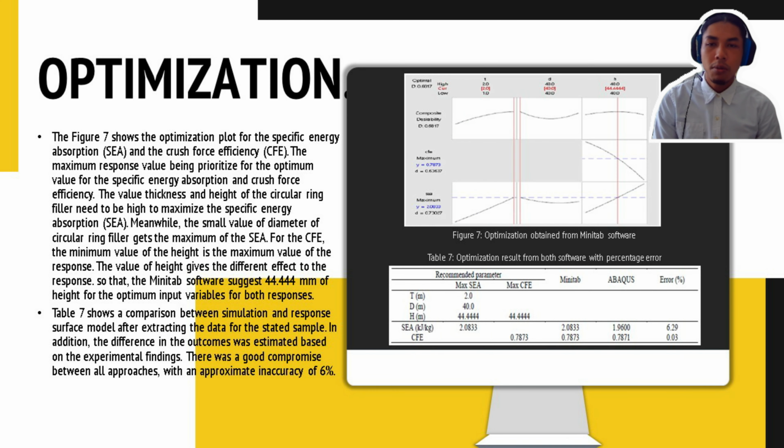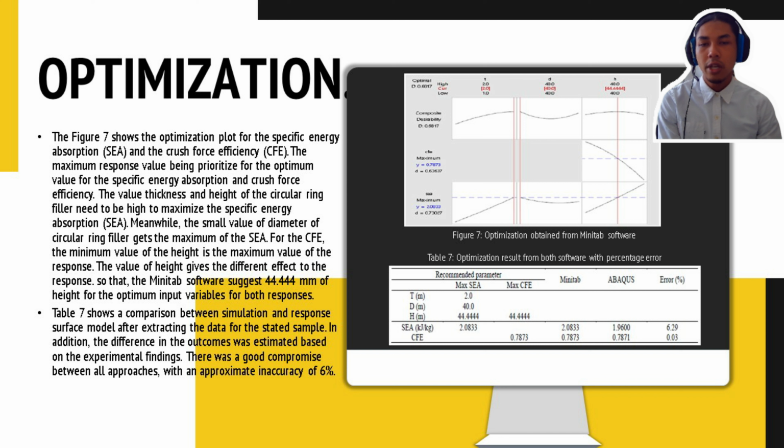Next, we go to optimization. Figure 7 shows the optimization plot of the specific energy absorption SEA and the crash force efficiency CFE. The maximum response value is prioritized for the optimal value for the specific energy absorption and crash force efficiency. The values of thickness and height of the circular ring filler need to be high to maximize the specific energy absorption. Meanwhile, a small value of diameter of the circular ring filler gets the maximum value of SEA.